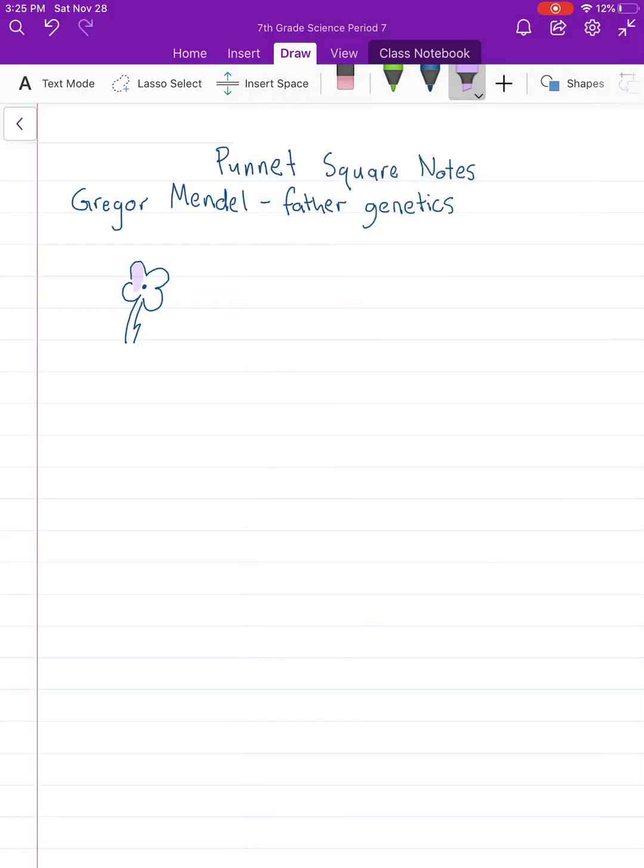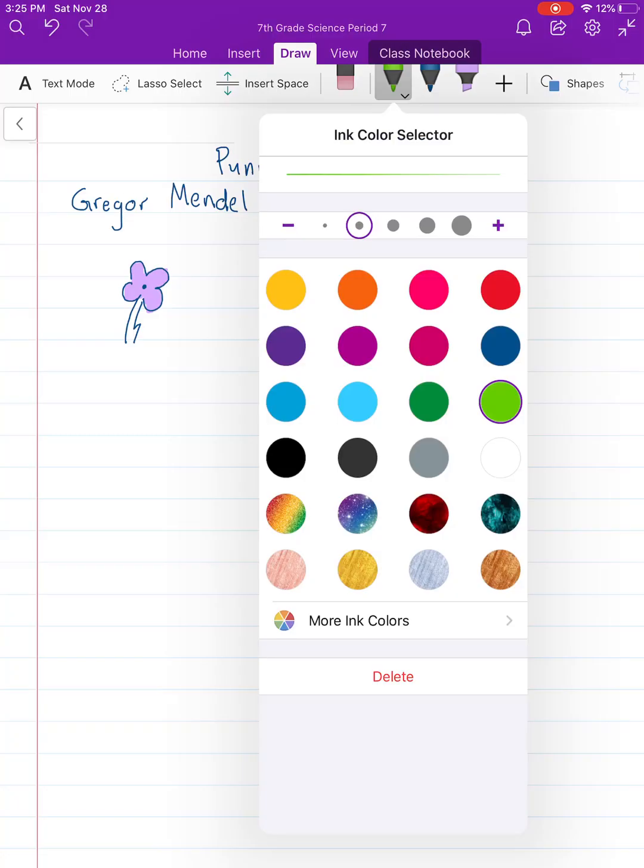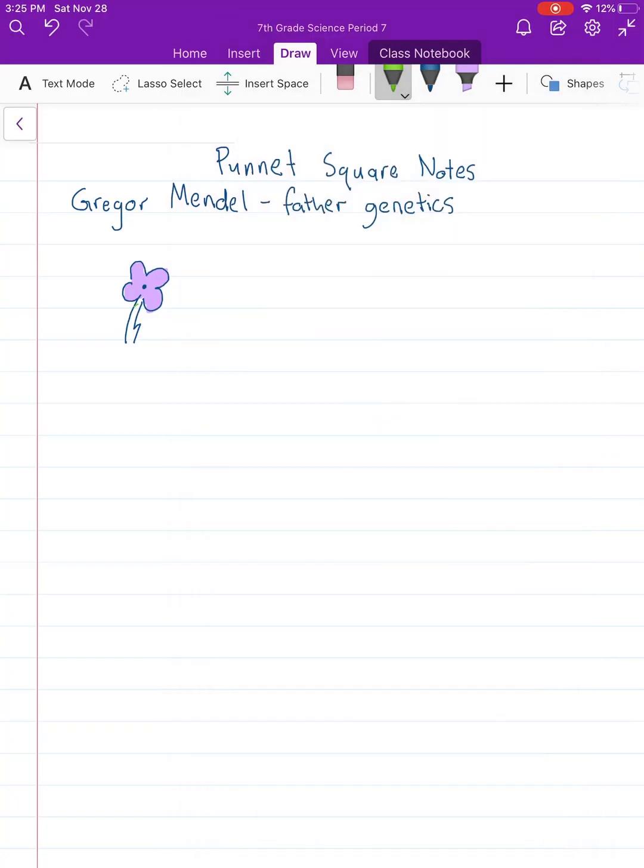And he used purple flowers. Okay, so we have purple flowers. I guess that's kind of a pink, but that's purple. And then he crossed those purple flowers. I'm going to make this a green stem and a purple flower. And I'm going to have you cross that with a white. These were two pure parents.